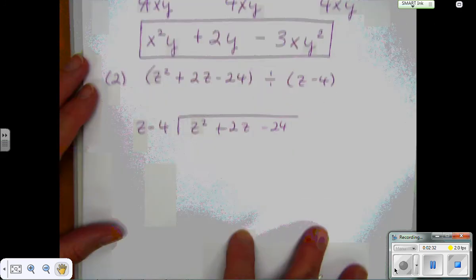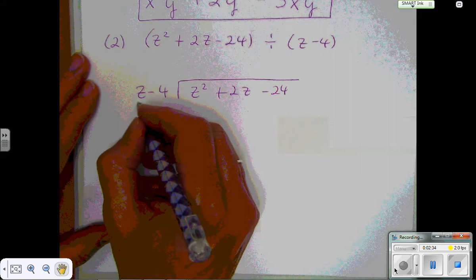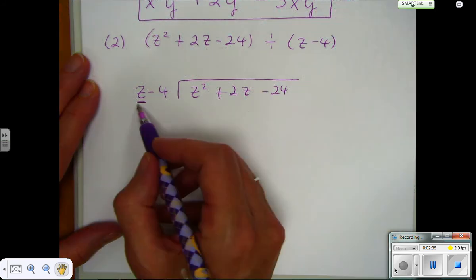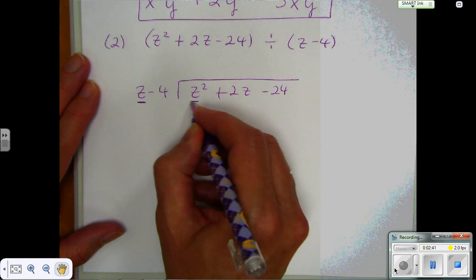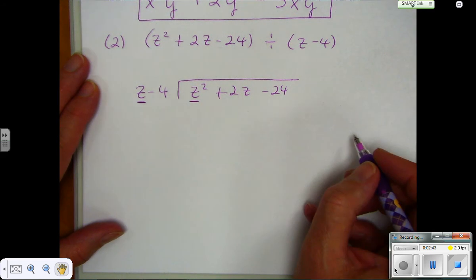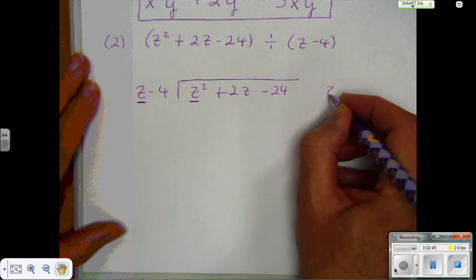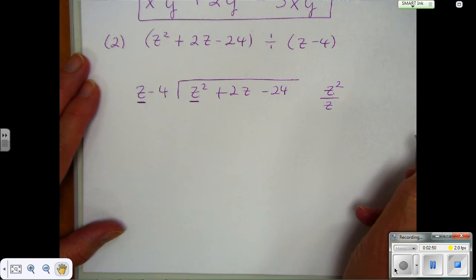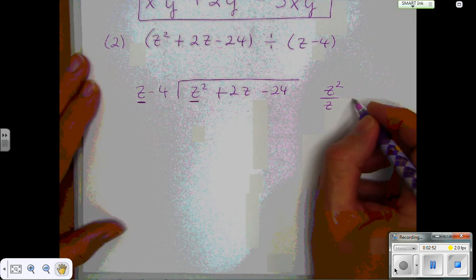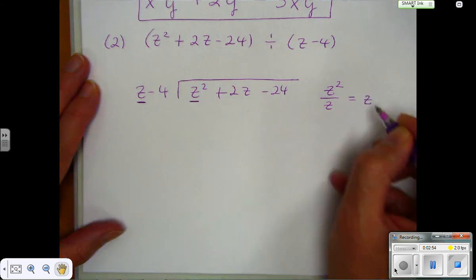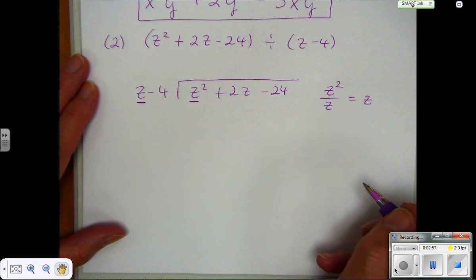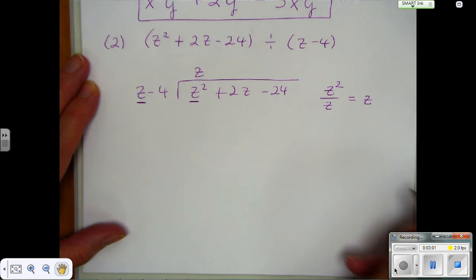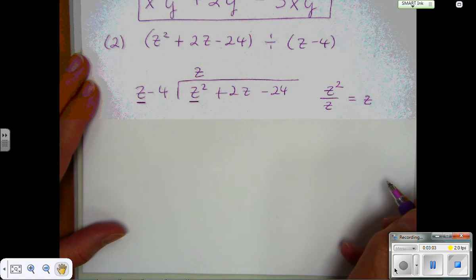Okay, so the way that you start is you're going to take this first term that you're dividing by and divide it into the first term of the polynomial inside your division sign. So I'm going to do it out here to the side so you can see what I'm doing. Z squared divided by z. So when I write it like this, you can see that that's going to simplify to be z. So z squared divided by z is z. And I'm going to put that term right above the z squared that I'm dividing into.